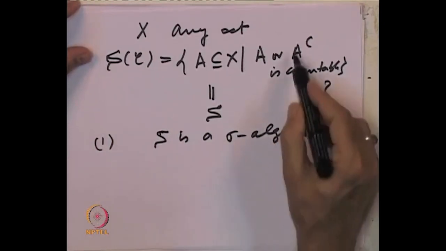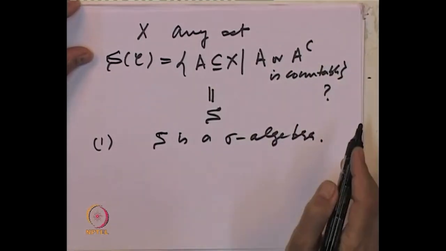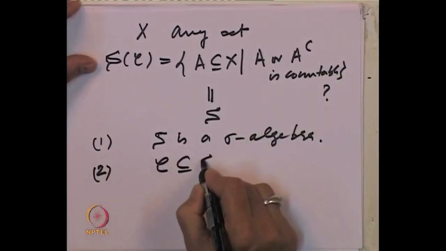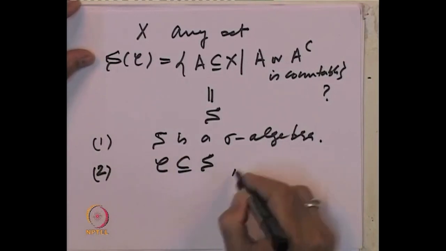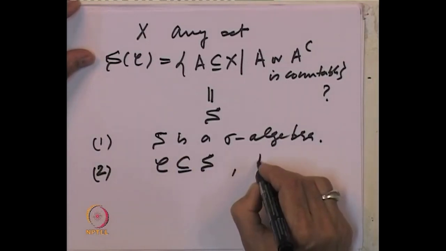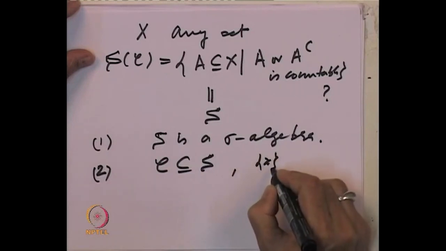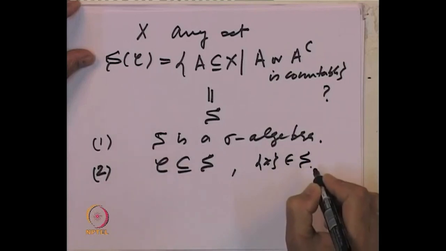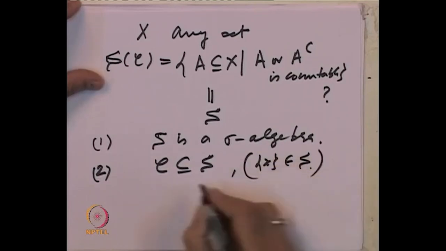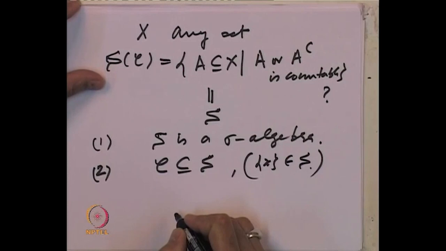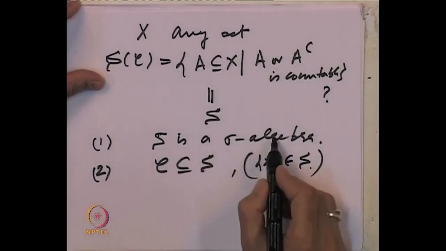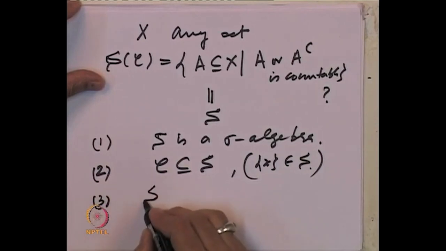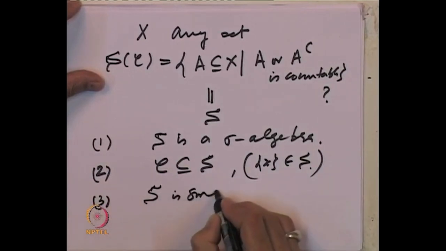Let us make a first observation, that S is a sigma algebra. That we have just now proved. Second, that C is inside S, because what are the elements of C? They look like singletons, and a singleton is countable, so it belongs to S. So, C is a subset of S. This is a sigma algebra which includes C, and third, we want to show S is the smallest.